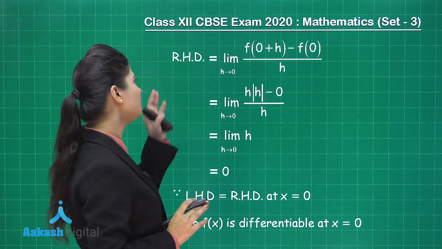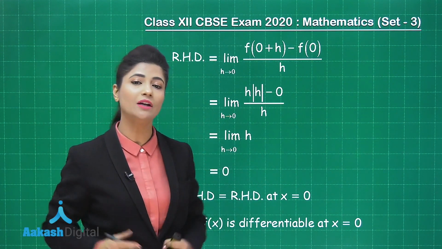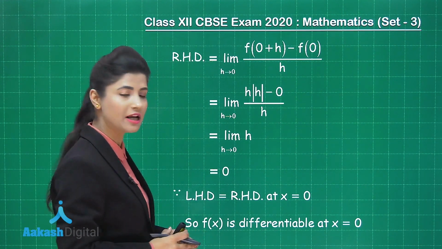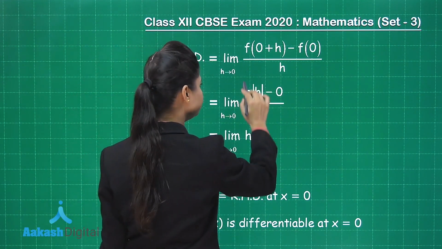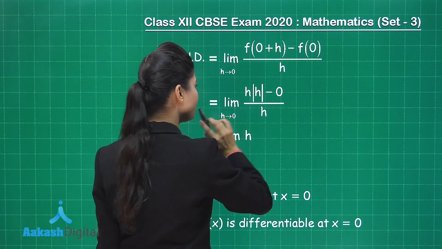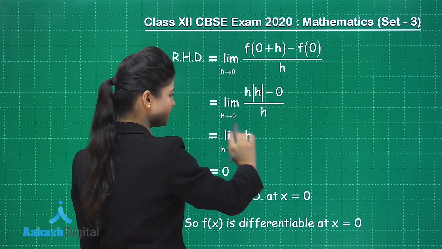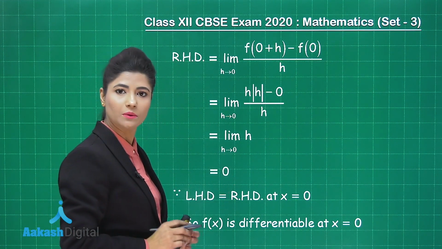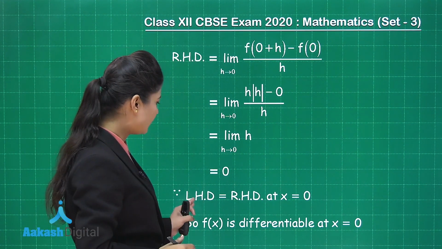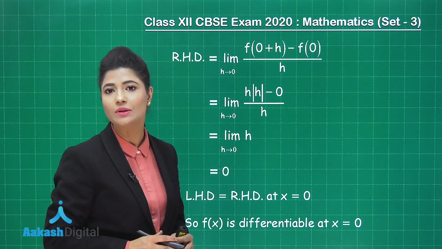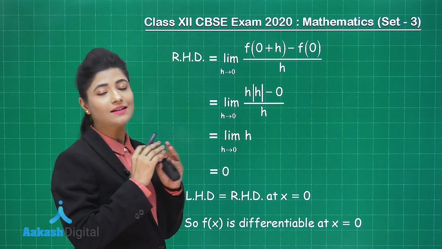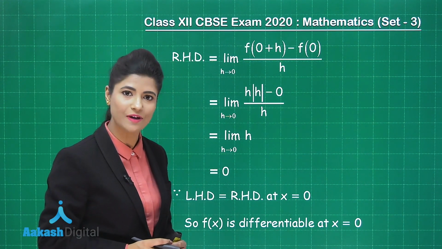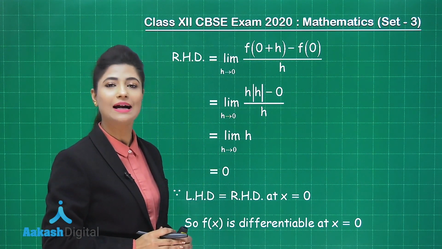Next, in similar manner, when we will try to obtain right hand derivative, it will be given by limit of h tending to 0, f of 0 plus h minus f of 0 whole upon h, where on simplification you will get that this is h into mod of h minus 0 upon h, where h gets cancelled and mod of h is h itself. So here limit of h tending to 0 is equal to 0. So we now clearly know that left hand derivative and right hand derivative both are equal at x equal to 0. That is making this point very clear that this given function f of x equal to x into mod of x is definitely differentiable at x equal to 0.